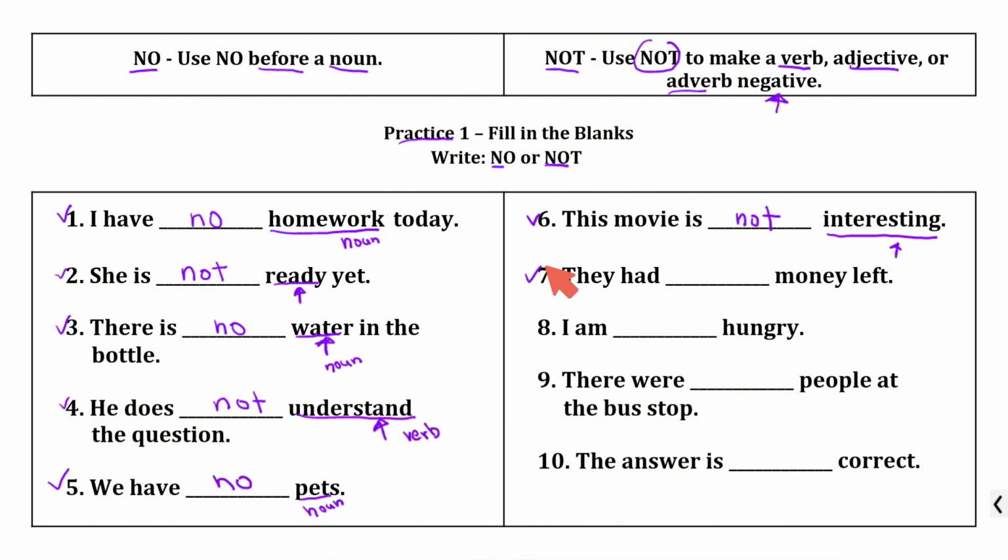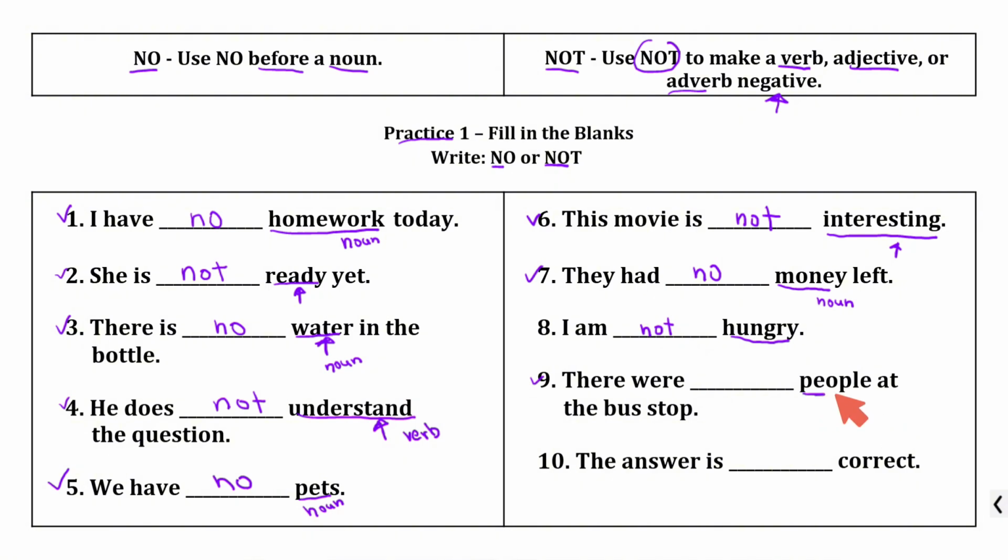Number seven, they had blank space money left. So let's look at this word money. What is it? That's right. That is a noun. Therefore, we use no. They had no money left. Number eight, I am blank space hungry. This word hungry is an adjective. I am not hungry.